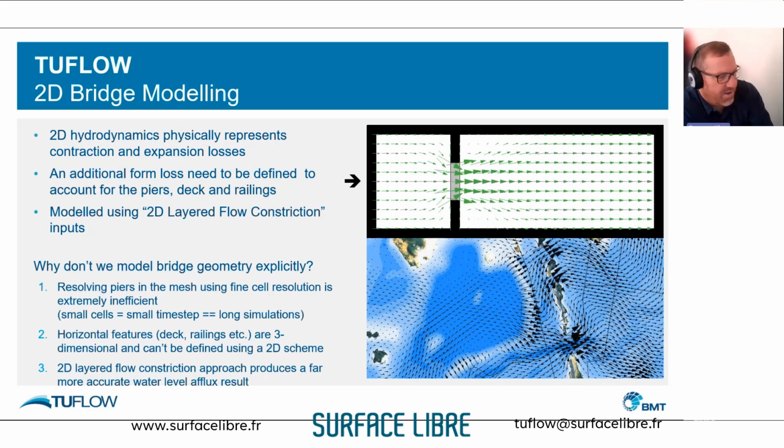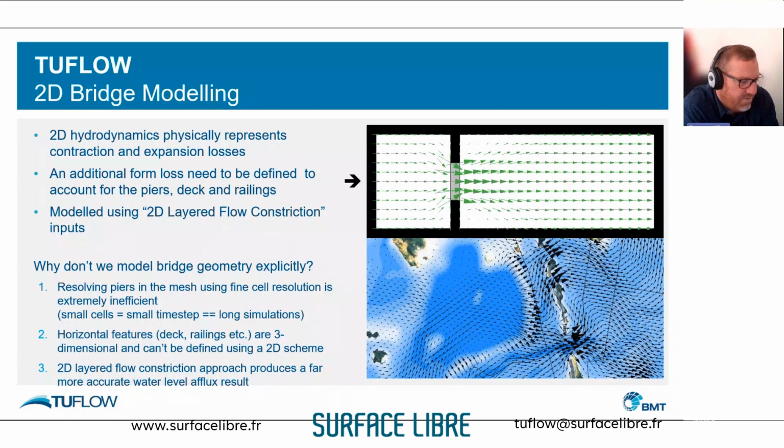I mentioned modeling bridge geometry explicitly. We can do this, but it can become inefficient. If you are representing the piers, you do need to use quite small grid cells. Small grid cells mean a small time step, and that can lead to quite long simulations.